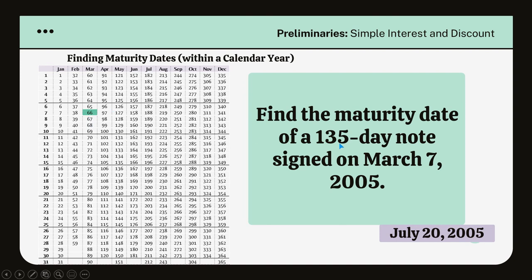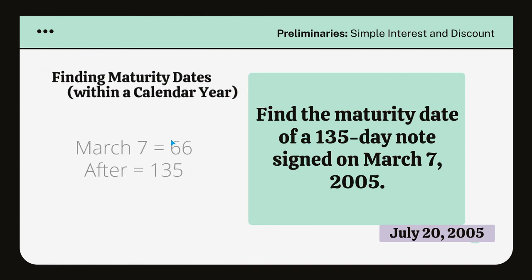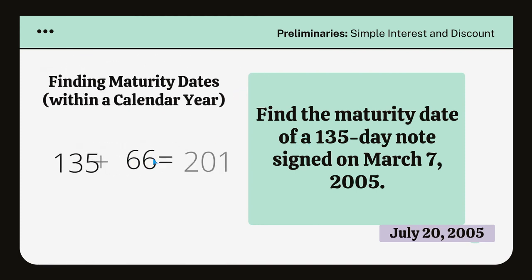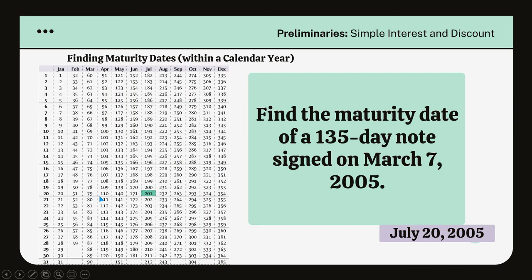Okay? So again, March 7, 2005 is 66. You're going to add 135 to know when it will mature. Okay? There we go. Add them all together. That's 201. We'll just look for 201 again. That's July 20. Of course, it's still within the calendar year. Therefore, it's July 20, 2005.